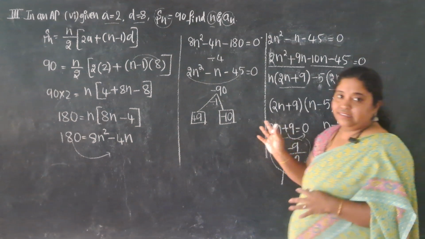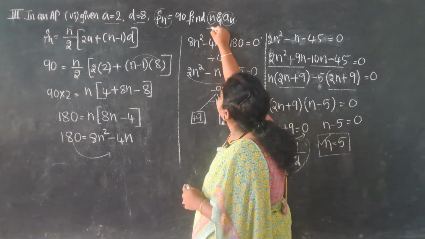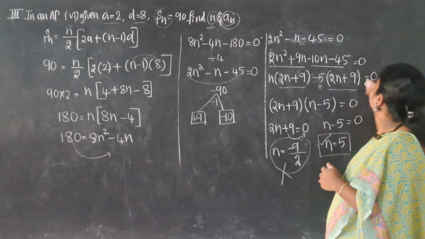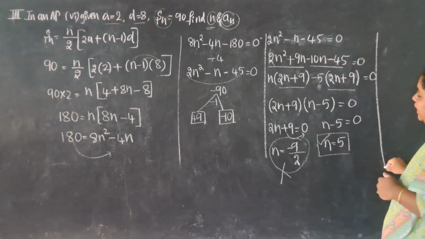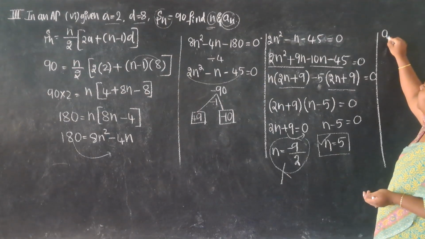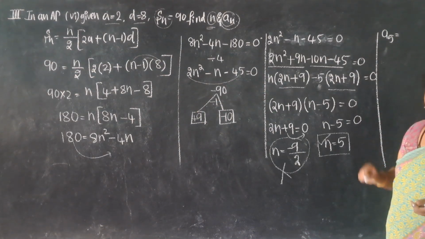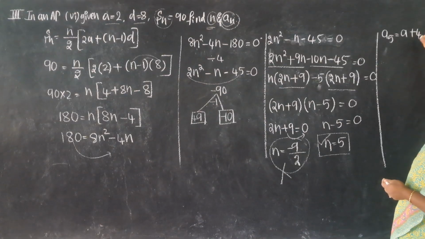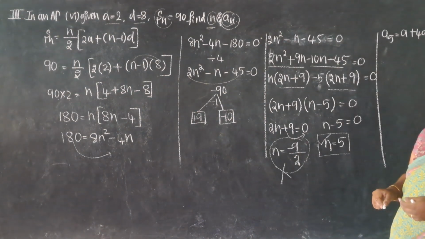And the question does not end here. Once I find the n value, next I should find the an value. So how can I calculate the an value? n itself is 5, which means an will become a5. So how can I calculate a5?